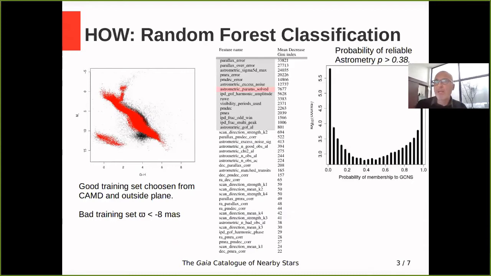We get a ranking of the variables that are most informative for distinguishing good from spurious parallax solutions. And then we analyze the properties of the resulting samples when we change the probability threshold to separate one from the other. And it turns out that a probability of 0.38 is optimal in some sense related to the ROC curve, which results in the sample that we use in subsequent sections of the paper.